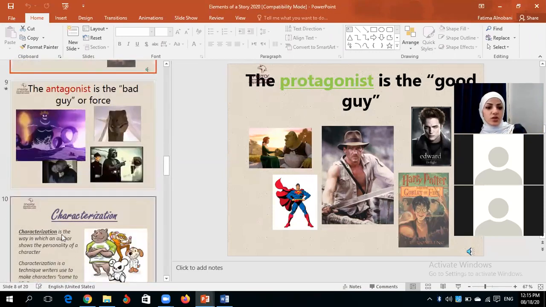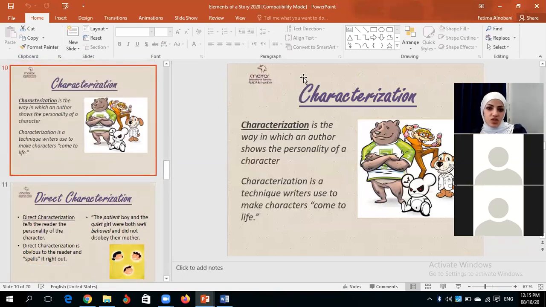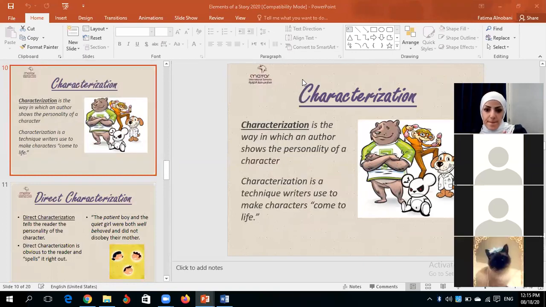Okay, let's go to characterization. Characterization, Dima, I want you to read it for us. Characterization is the way in which an author shows the personality of a character. Characterization is the technique writers use to make characters come to life.